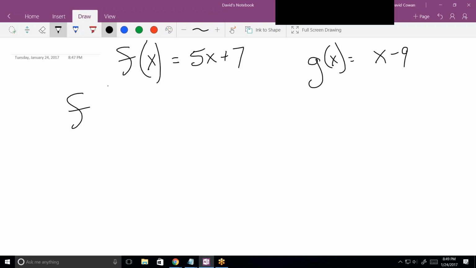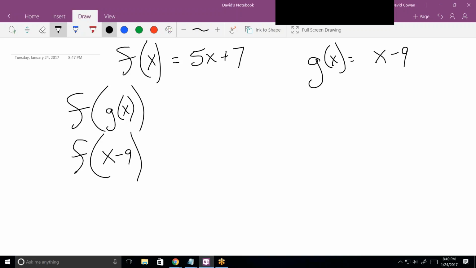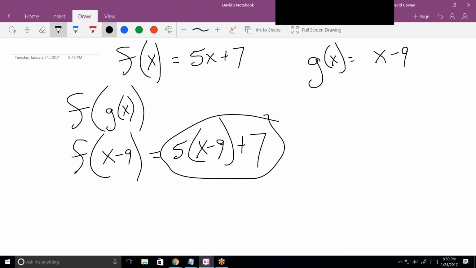In other words, I can write that in a couple of ways. To me, this is the best way to write it, because now I can say, what I'm really doing is f of g of x, where g of x is x minus 9. So I'm going to take f of x minus 9. How do I take f of x minus 9 if f of x is 5x plus 7? So that would be 5 parenthesis x minus 9 parenthesis plus 7. And we can see that that doesn't have any domain restrictions on it either.